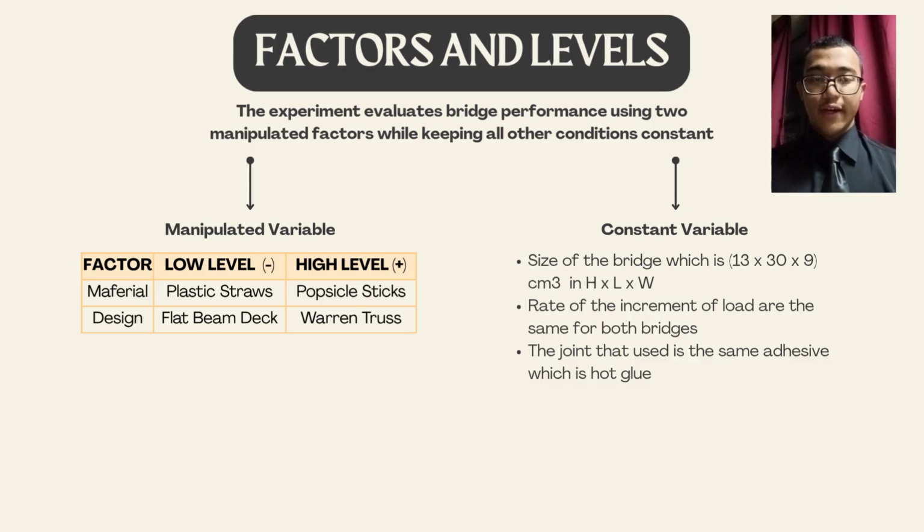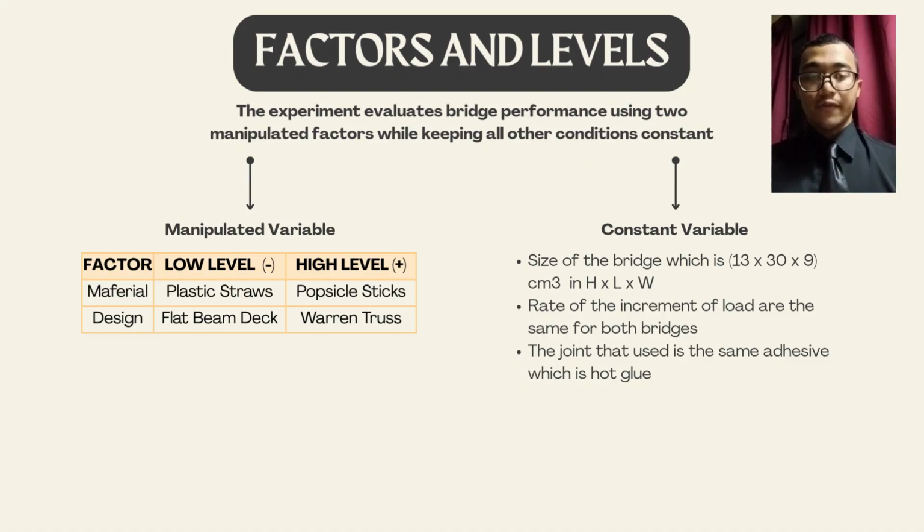Okay, now let's look at the factors and levels defining our experiment. We evaluated bridge performance by manipulating 2 primary factors while keeping our other variables completely constant. For our manipulated variables, the first factor is material, where the plastic straw represents our low level and popsicle sticks represent our high level. The second factor is design, with a flat beam deck as our low level and a Warren truss as our high level.